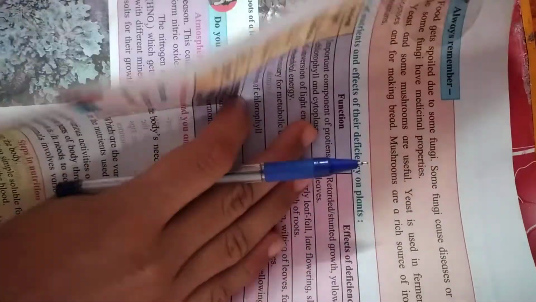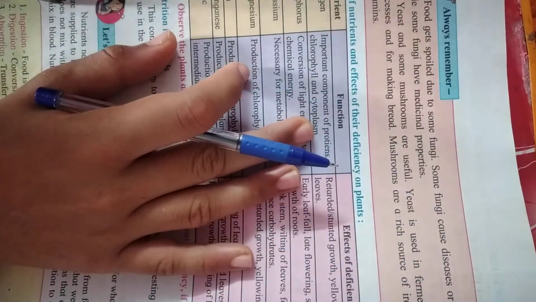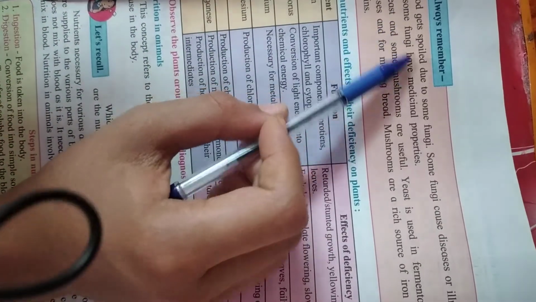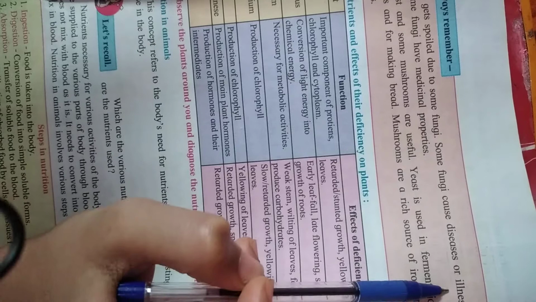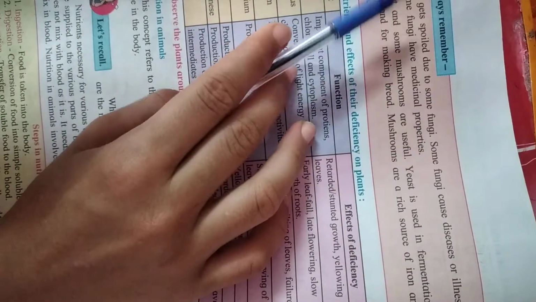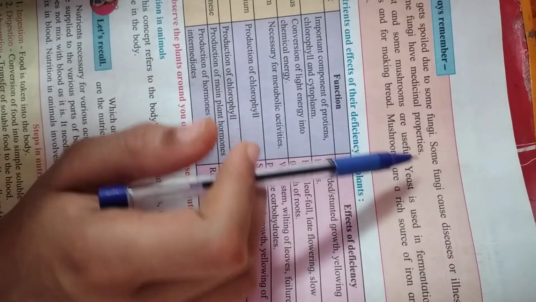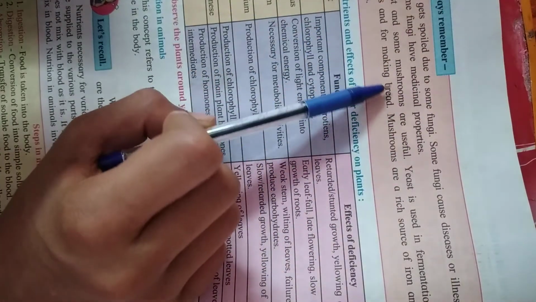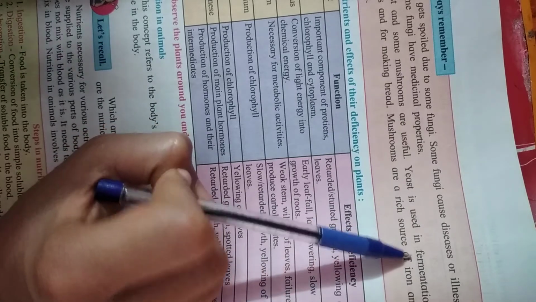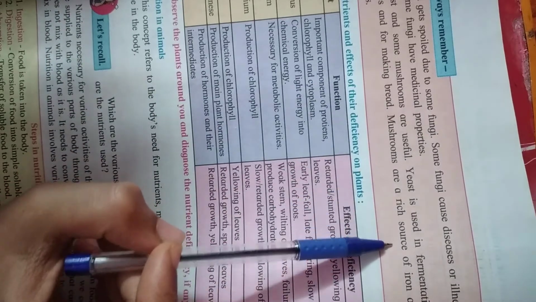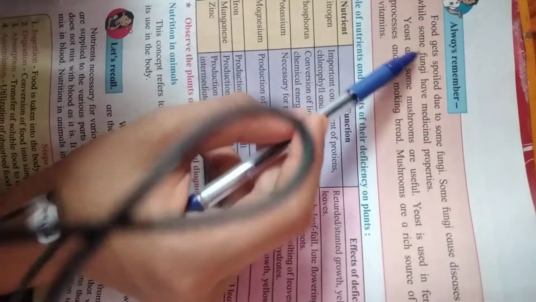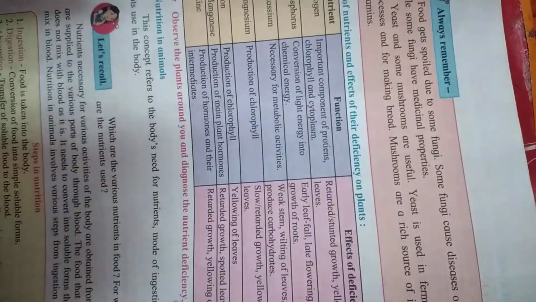Now come here. Always remember, the screen is not showing though. Food gets spoiled due to some fungi. Some fungi cause disease or illness, while some fungi have medicinal properties. Yeast and some mushrooms are useful. Yeast is used in the fermentation process and for making bread. Mushrooms are a rich source of iron and vitamins. So from here till here you have to learn it by heart.